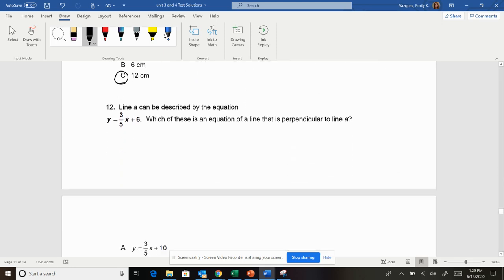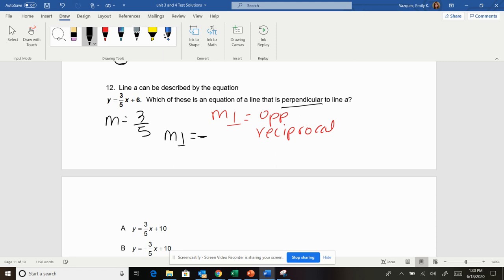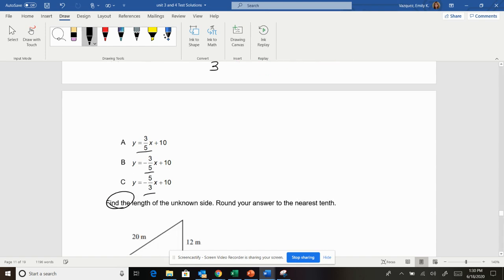Okay. Next one. The line can be described by the equation. Which of these is an equation of a line that is perpendicular to line A? I see perpendicular, so again, I need to look at the slope, right? Perpendicular is opposite, reciprocal. So all I need to do is focus in on my m. So my m is 3 over 5. So perpendicular to that would be change the sign, so it's going to be negative, and flip it to be 5 over 3. So my answer, all I'm doing is looking at my m's, which are attached to my x, and c is the only one that has that there.